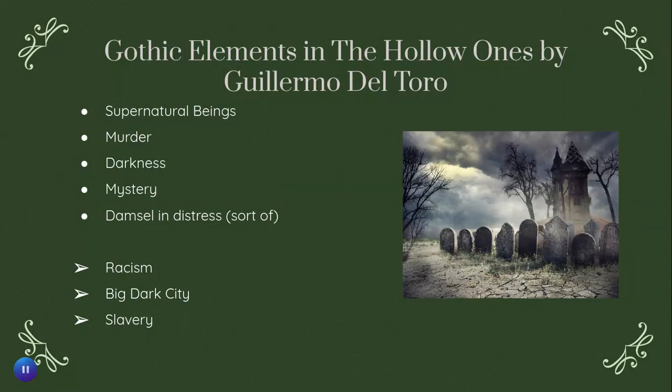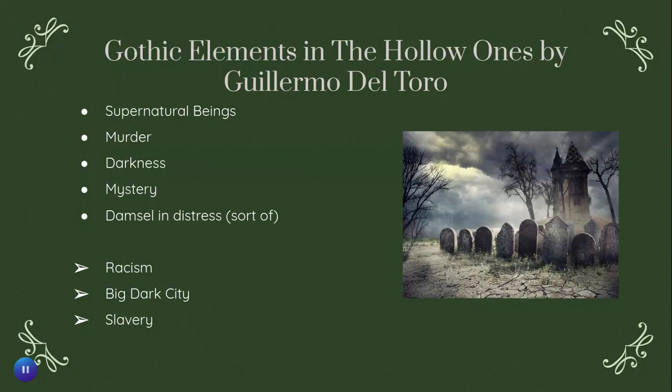And then we have a damsel in distress, sort of. Odessa at points, for an FBI agent, is really bad at controlling her emotions. And at certain points, it gets her in trouble where Hugo has to come and save the day for the most part. But I wouldn't say she's a complete damsel in distress.